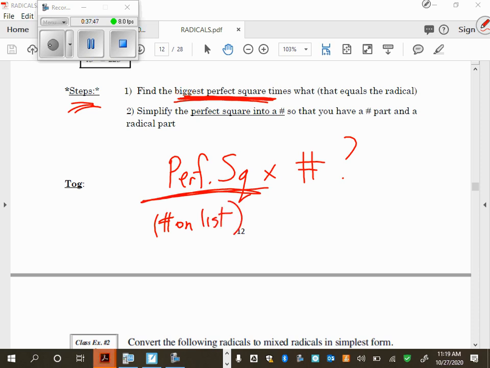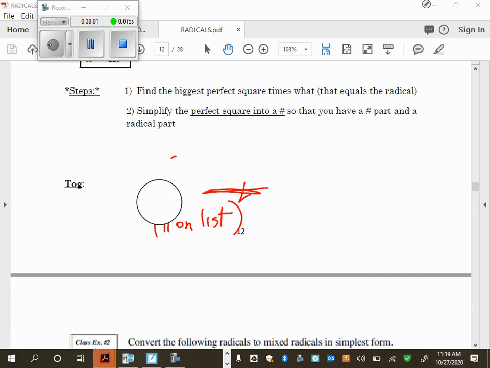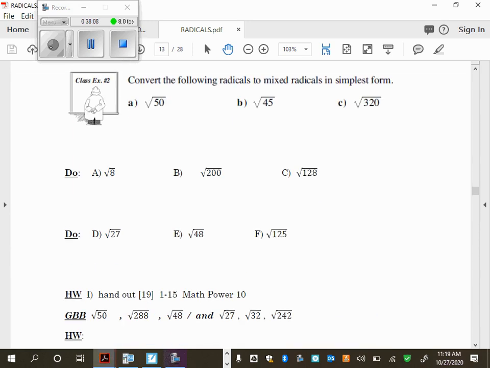That's what we're going to be doing. The most important part of grade 10 is converting entire radicals into mixed radicals. And you're going to choose a number on this list times another number that equals, so the biggest perfect square times the number equals the radicand, or the number under the radical sign.